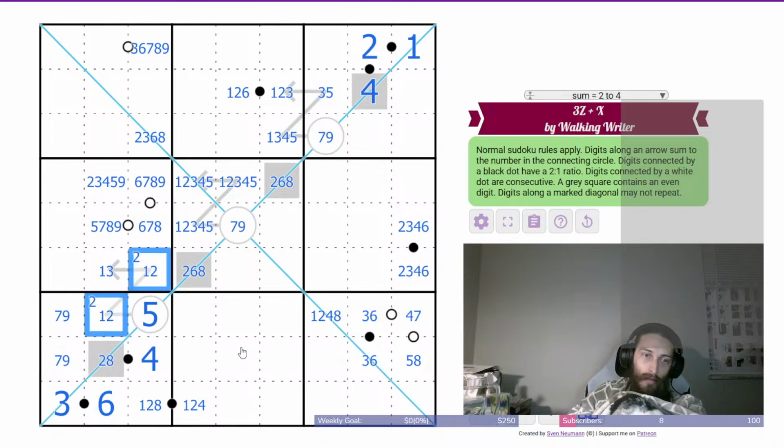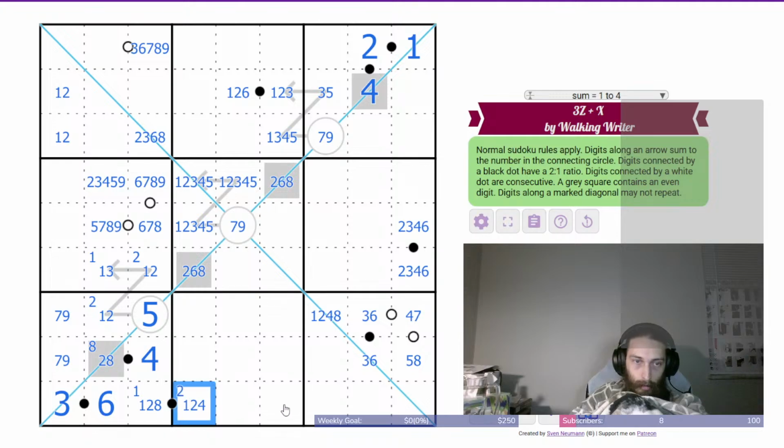Okay. If these were 2, we've got a 1, 2 pair here. This is a 1. This ends up being 8 and 1 and 2. This couldn't be a 1, 2, so that would be 3 and 6, 5 and 1. Which, of course, is a 9 and a 7.